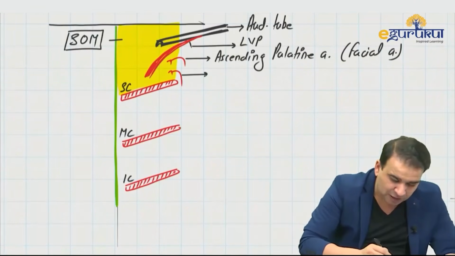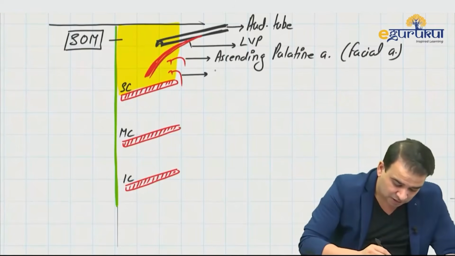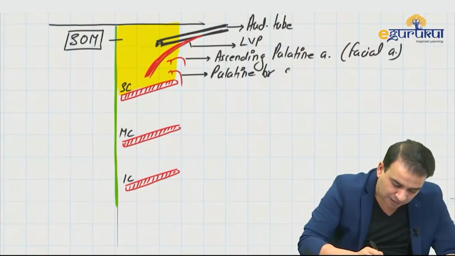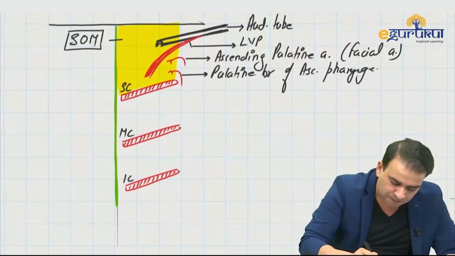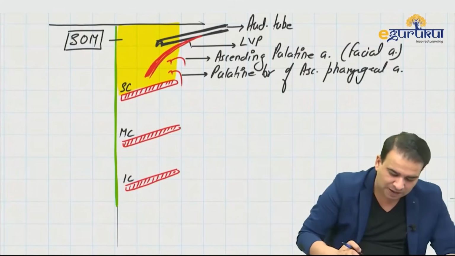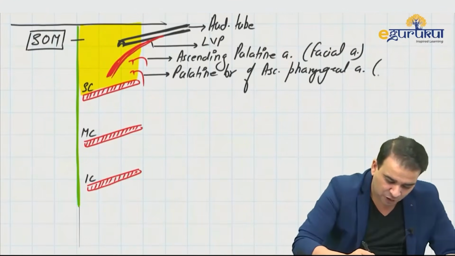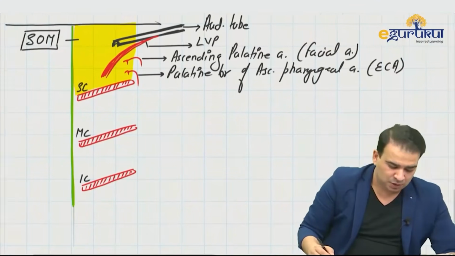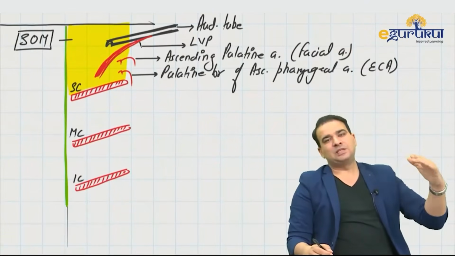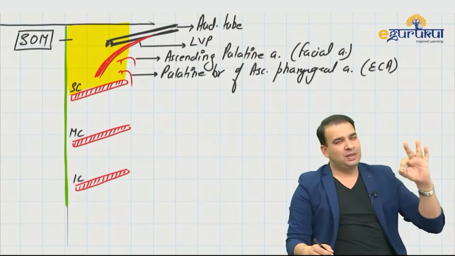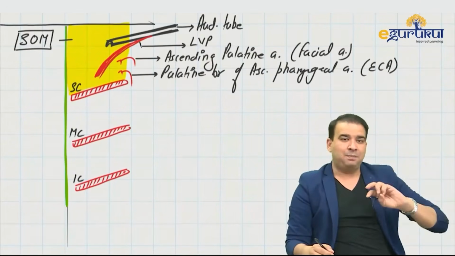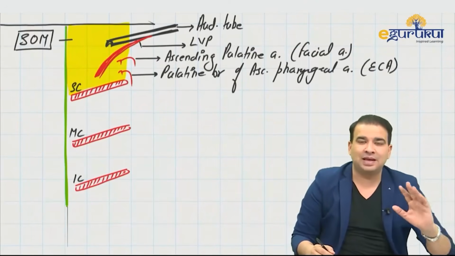And then we have a direct branch from ascending pharyngeal artery. This is called palatine branch. Palatine branch of ascending pharyngeal artery. So just be careful about ascending palatine and ascending pharyngeal. Ascending pharyngeal, you already know it is one of the medial branches of external carotid. So these are the structures which are seen between the base of the skull and superior constrictor. Auditory tube, levator veli palatini, ascending palatine artery which is a branch of facial, and palatine branch of ascending pharyngeal which is coming from external carotid.